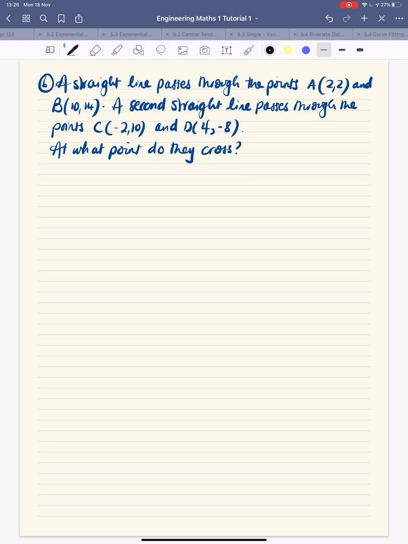Right, a straight line passes through the points A, 2, 2 and B, 10, 14. A second straight line passes through C and D with their coordinates. What point do they cross? Okay, so we need the line for AB first of all. So the M, change in Y, 14 minus 2 over 10 minus 2, which is 12 over 8, which is 3 over 2. So we've got Y is 3 over 2x plus C.